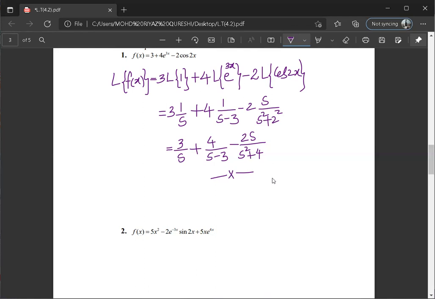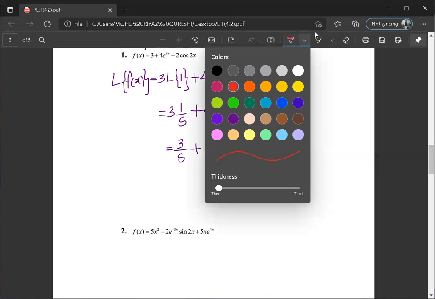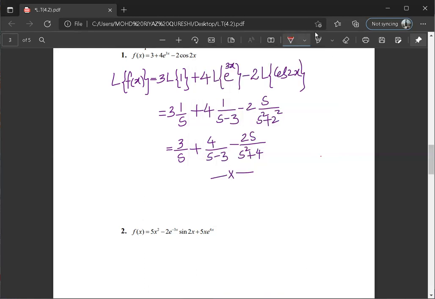So before going to the solution of the second question, I forgot one more property of the Laplace transform. I'll write it here. Laplace of x power n f of x is equal to minus 1 whole to the power of n, d power n by ds power n of this capital F of s.